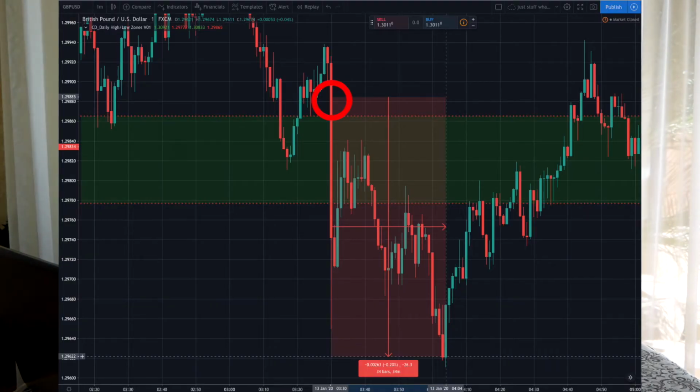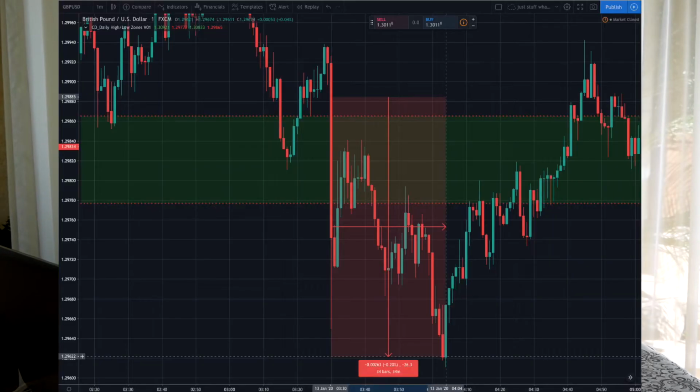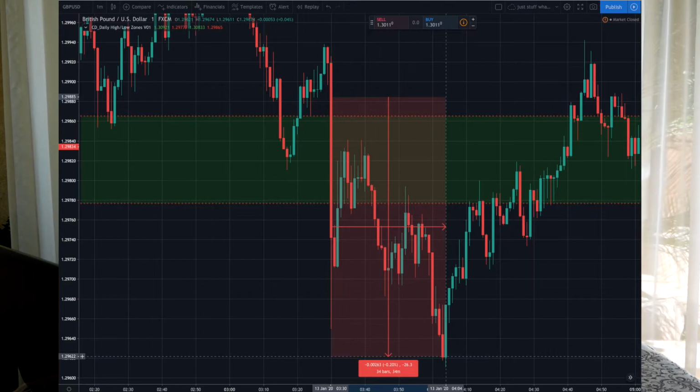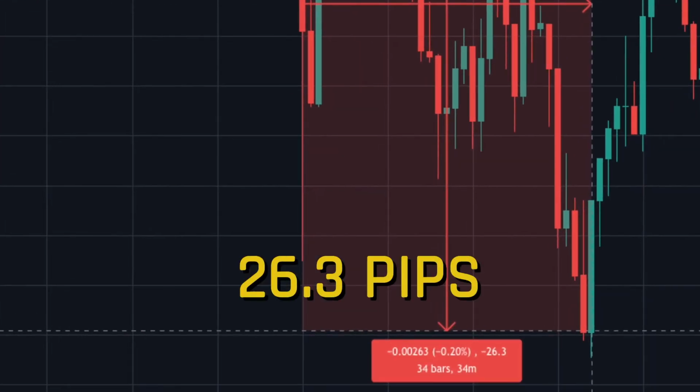Now, let's say that we caught it right about here. Of course, it's very difficult to catch a move right at the very top because of spreads and because maybe other people have faster reflexes than we do just to click. But let's say we caught it right about here. If we would have held on to it for a half an hour, we would have made a total of 26.3 pips. Now, that is pretty significant, especially considering that the British pound has a relatively high pip value.